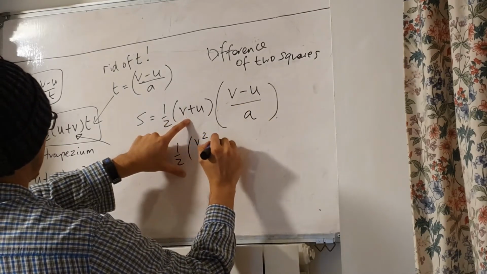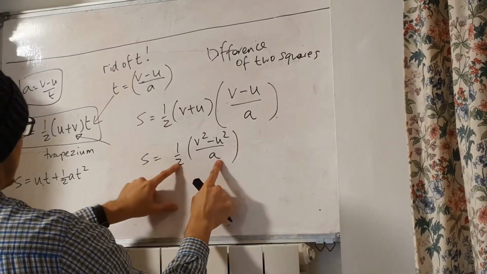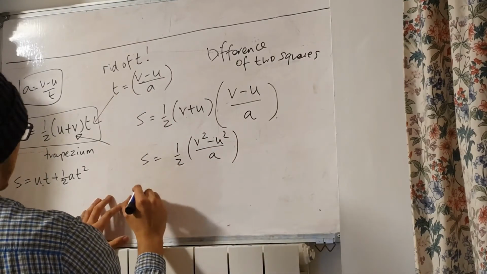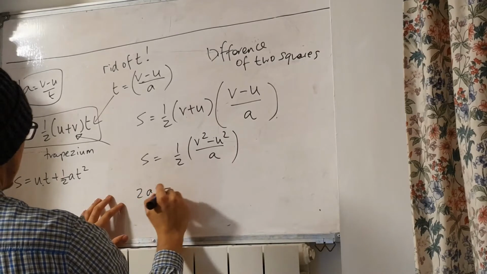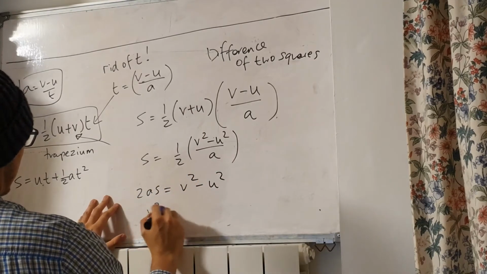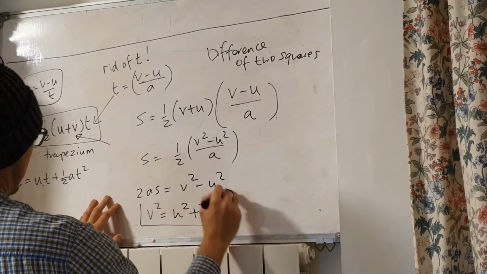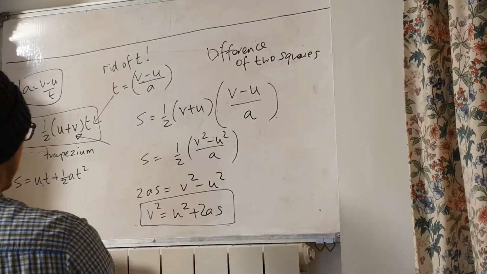So what happens when you times them together? So v plus u times v minus u is equal to v squared minus u squared. The a remains at the bottom and 2 goes at the bottom. Now I'm going to multiply both sides by 2a. You end up with 2as is equal to v squared minus u squared, and then rearrange to get v squared. So v squared is equal to u squared plus 2as.